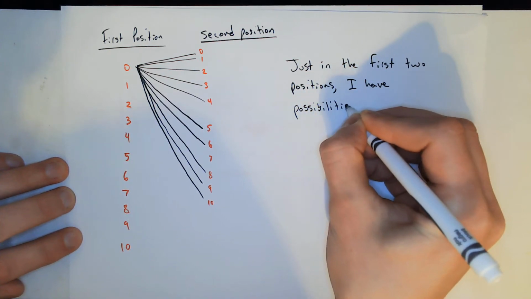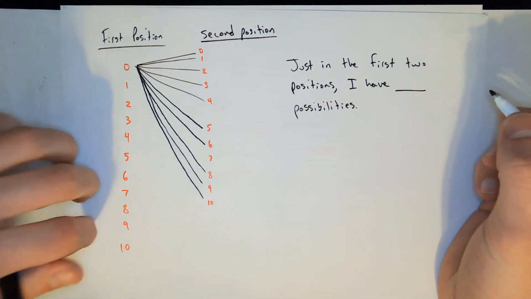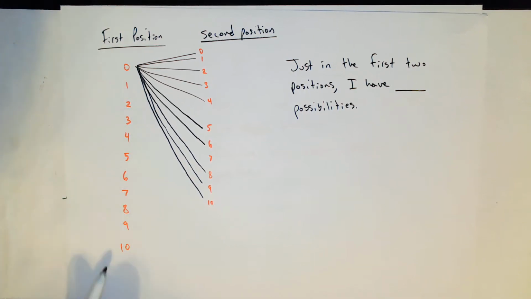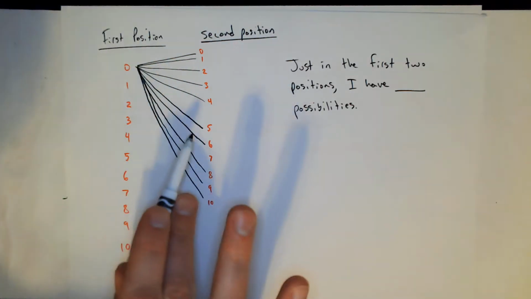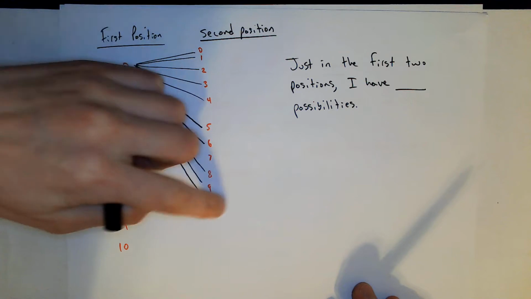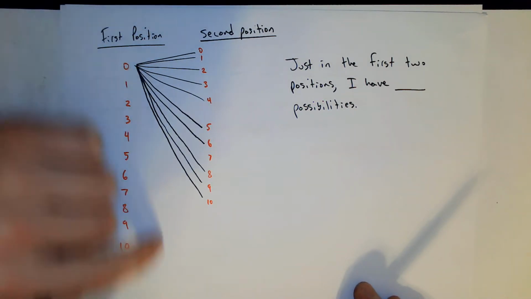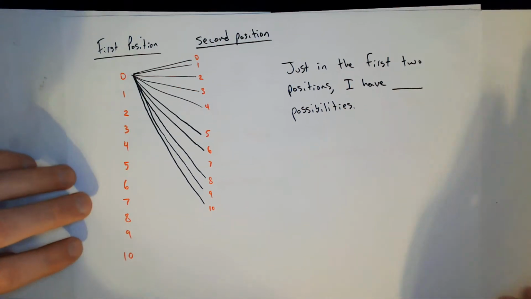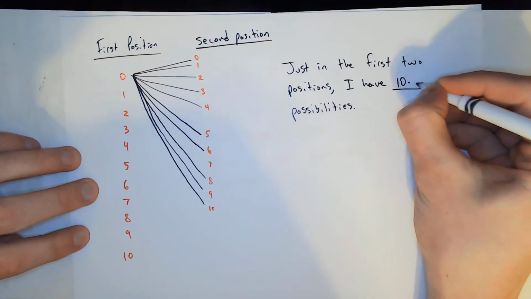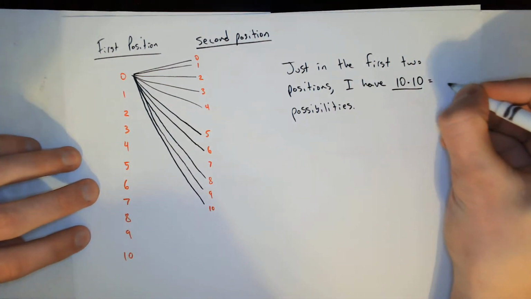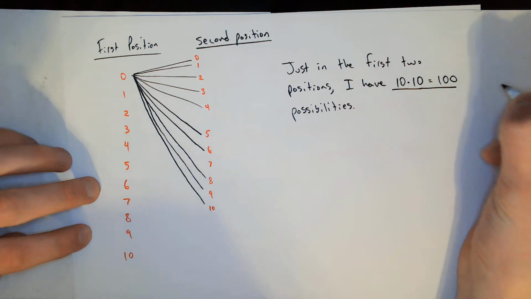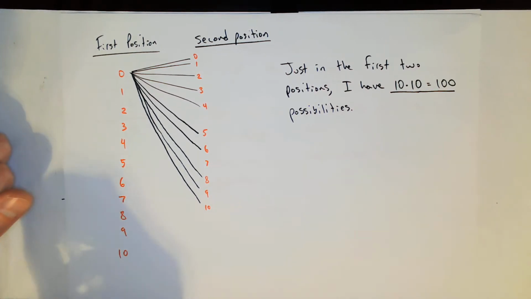Well, if there are 10 possibilities here, and each one of those has 10, so there's 10 off of 0, 10 off of 1, 10 off of 2, how many is that? 10 times 10. That's how many? 100 possibilities. Just in the first 2 positions.